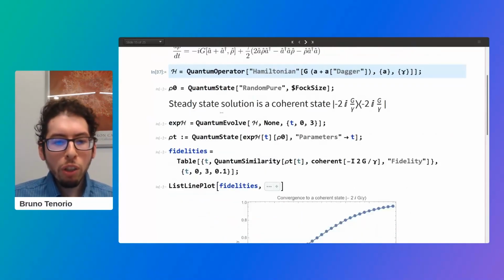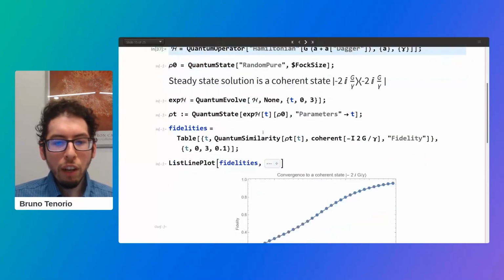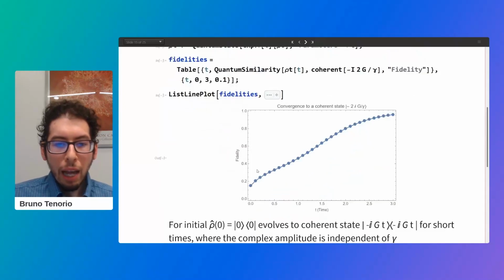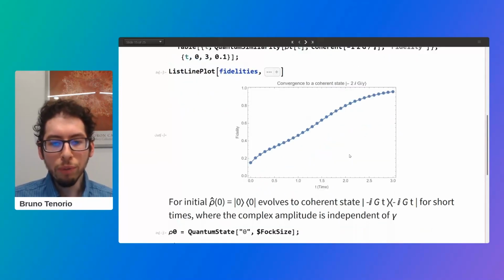We evolve using quantum evolve, but now we use numerical. We go from 0 to 3. We have the quantum state. We compute the fidelities. And we see that it will eventually converge toward this coherent state. And this will work for any initial condition. This is a steady state solution.